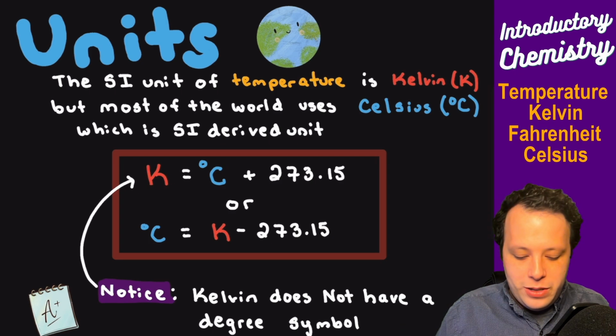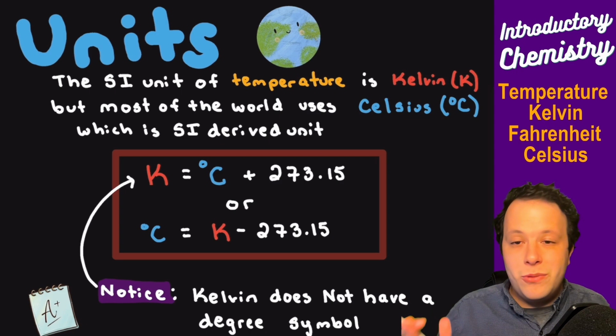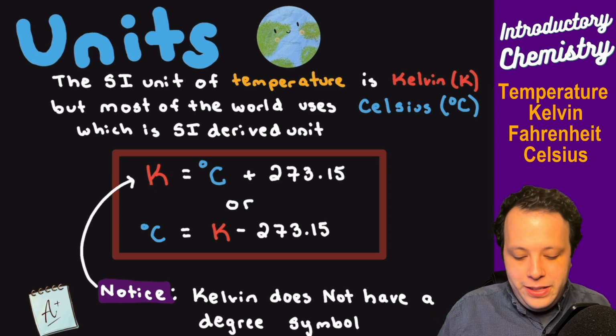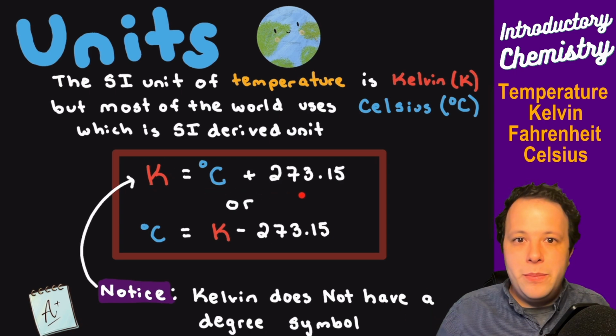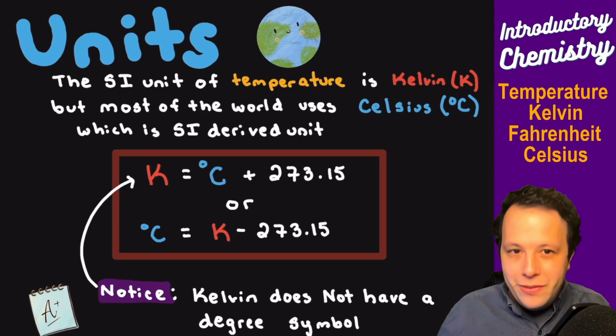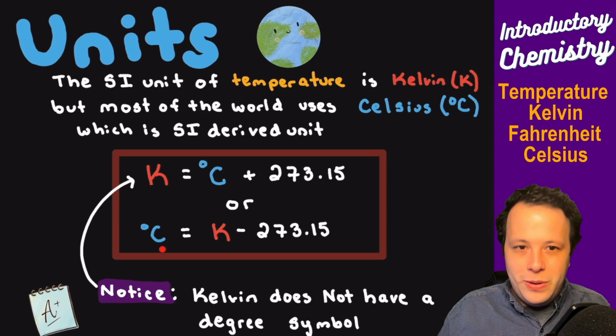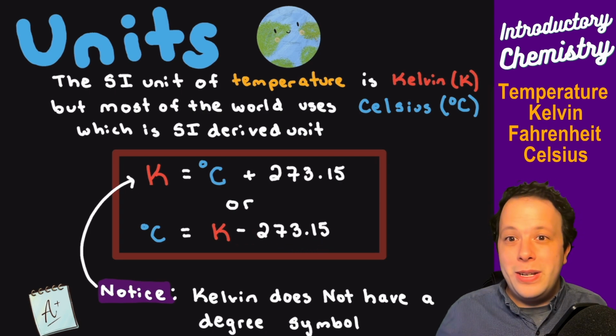Well, in order for us to go between Kelvin and Celsius, it's really straightforward. Kelvin is equal to Celsius plus 273.15. Or if you wanted to solve for Celsius, it's Kelvin minus 273.15. We're just adding and subtracting.